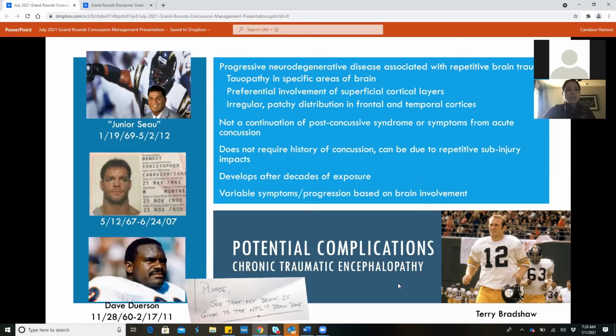So emotional dysregulation and difficulty with decision-making. Terry Bradshaw is a well-known example that's living, and he talks about his significant difficulty with memory, as well as multiple head injury history. But Junior Seau took his own life in 2012. Chris Benoit from wrestling in 2007 in a murder-suicide, and then Dave Duerson in 2011, and he left this note: "Please see that my brain is given to the NFL's brain bank," because he knew something was wrong and wanted to make sure that we learned from it.